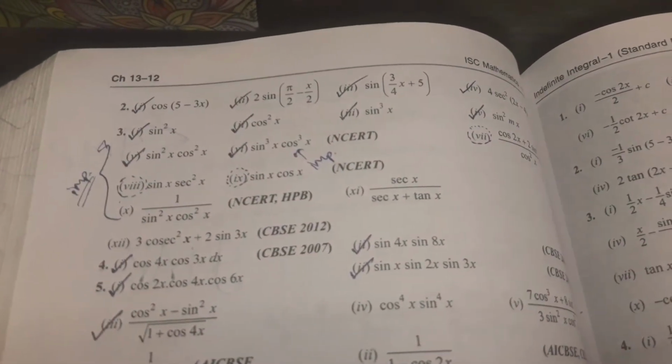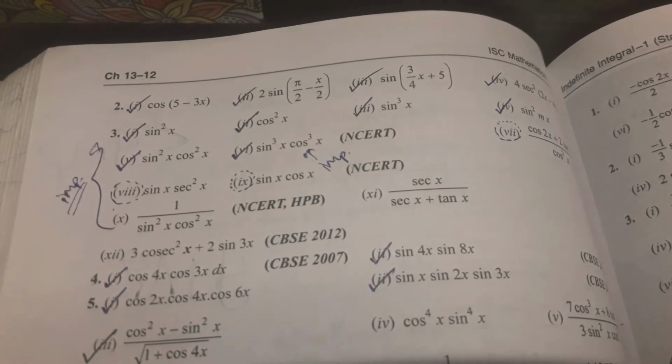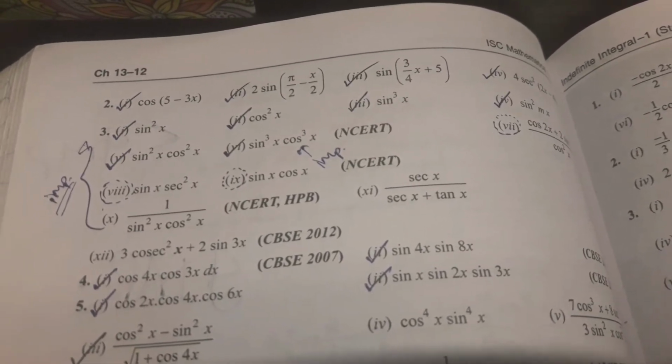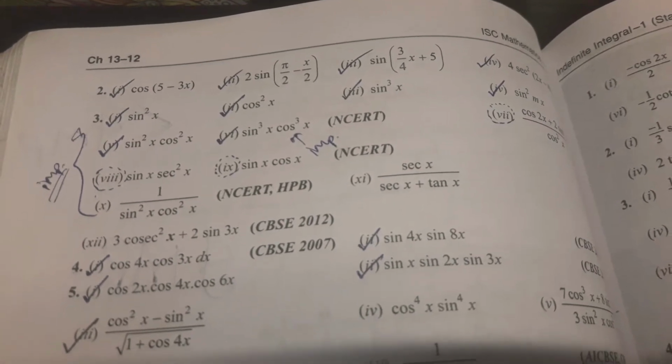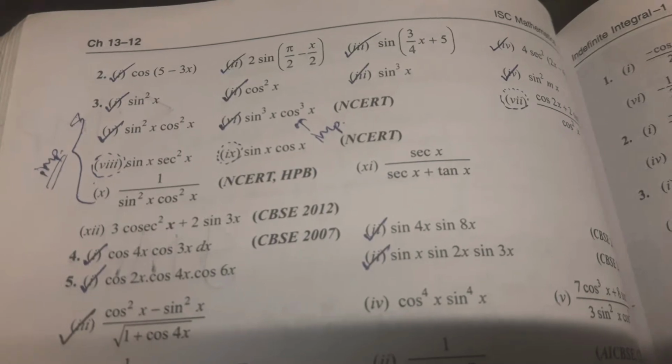In the previous video, we finished till sub-question number 10 of main question number 3 in exercise 13A of OP Malhotra textbook for ISC Mathematics. Today we'll be doing the rest of the two questions and then we'll move on to question number 4 and 5. So let's begin.